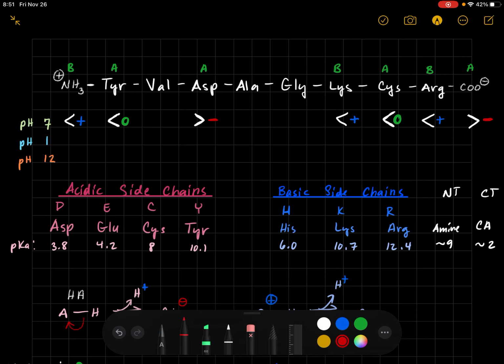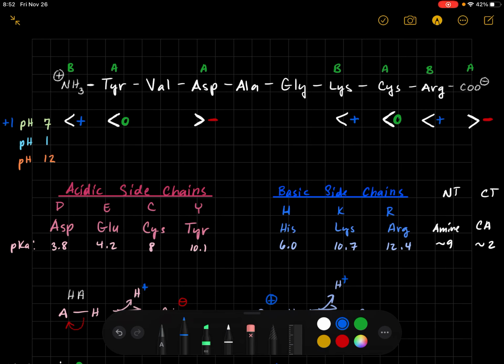Now, to determine the net charge on the peptide under these conditions, you just add up the number of positive charges and subtract from that the number of negative charges. So I have 1, 2, 3 positive charges, and then 2 negative charges. 3 minus 2 gives me a net charge of positive 1. So at a pH of 7, this peptide given has a charge of positive 1.